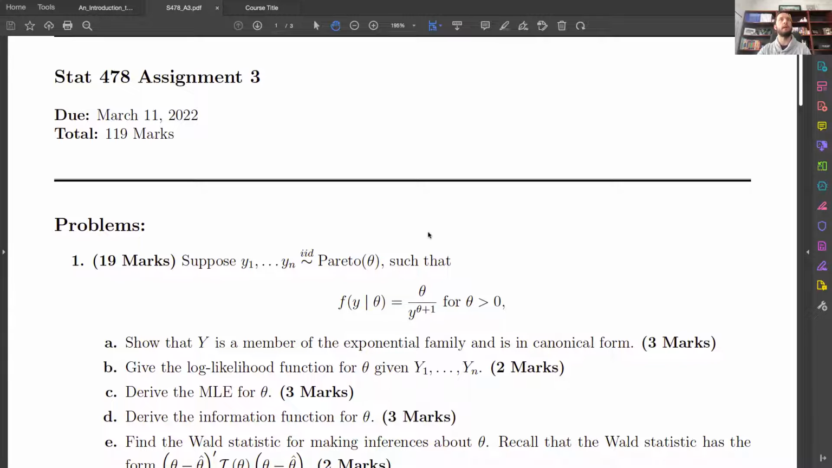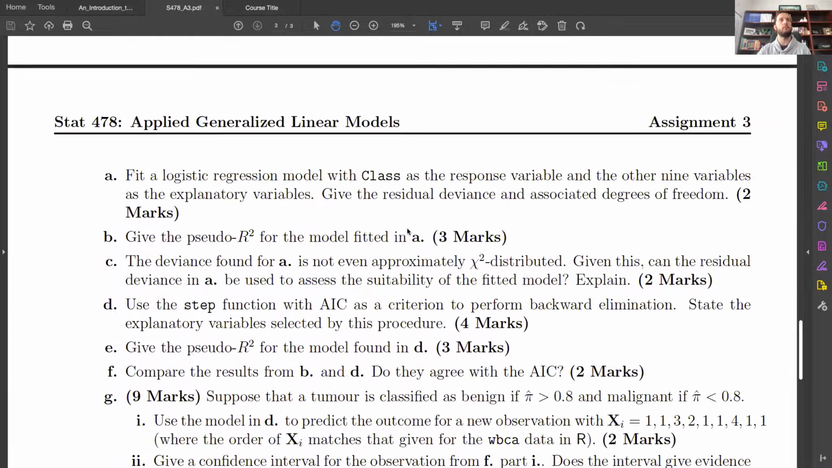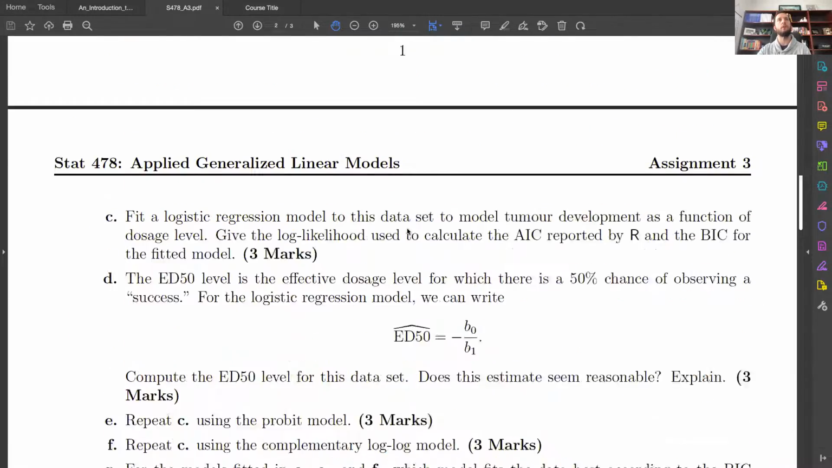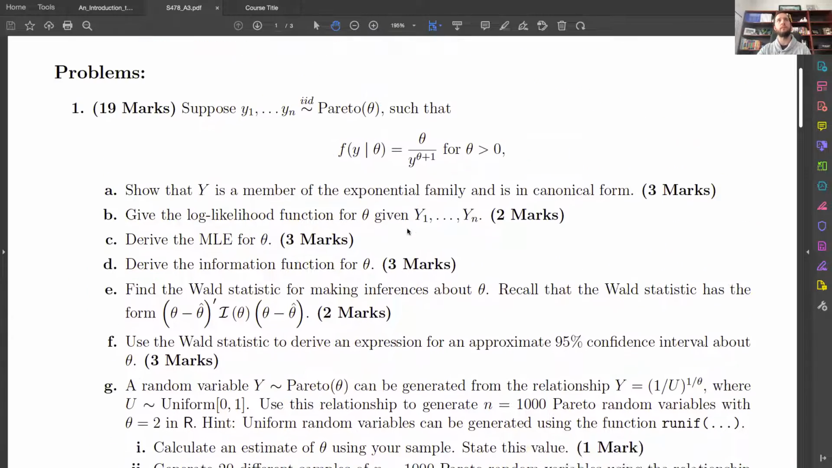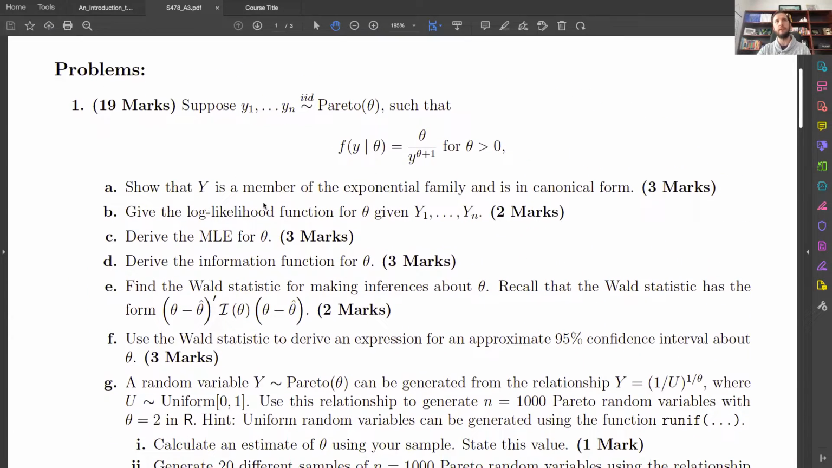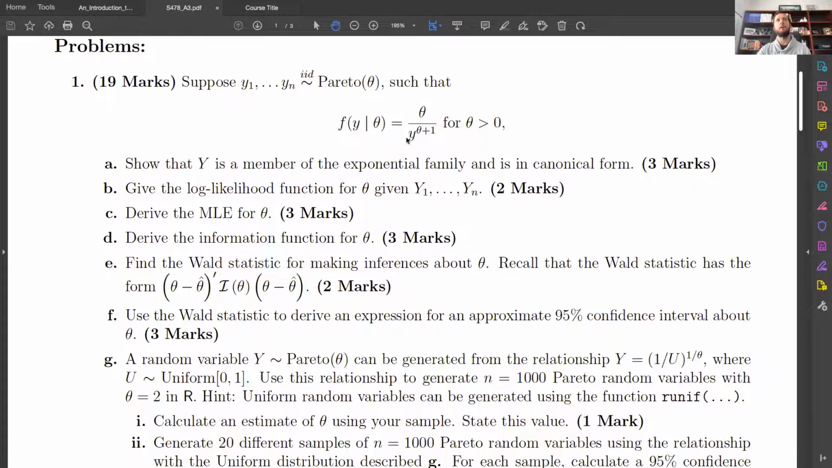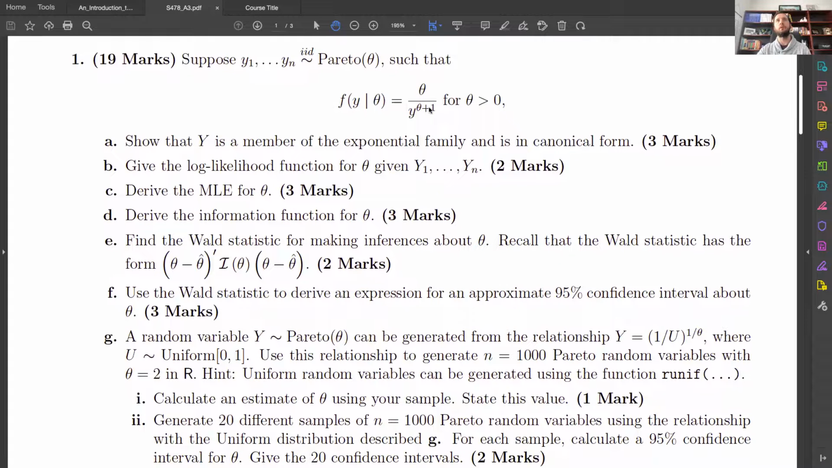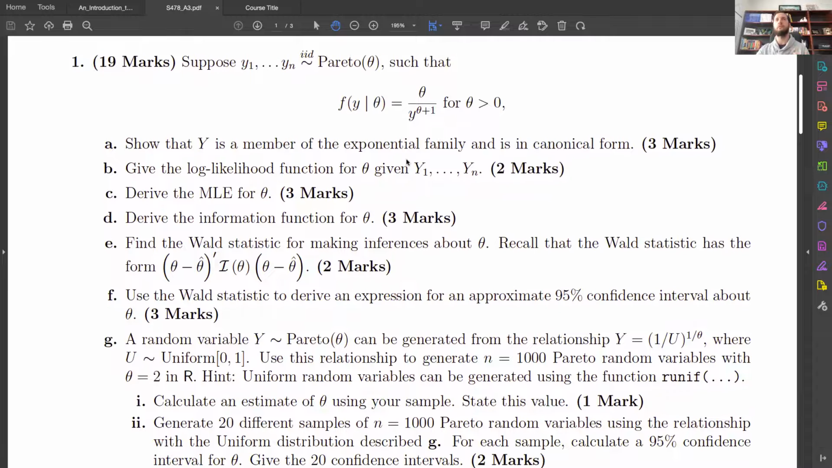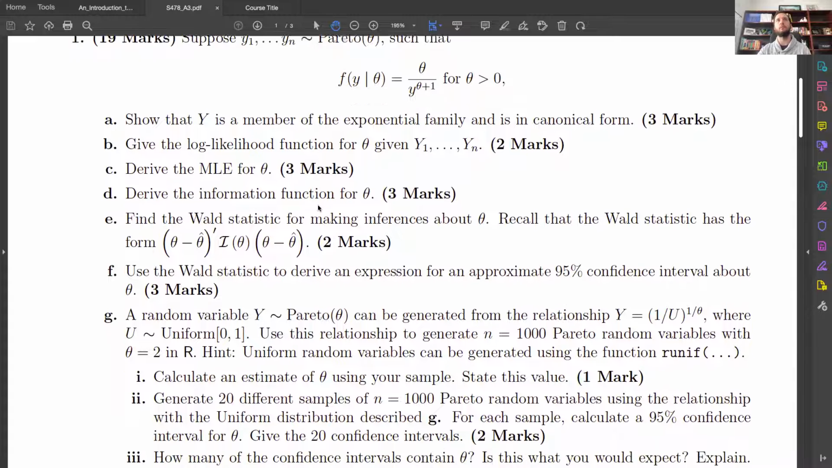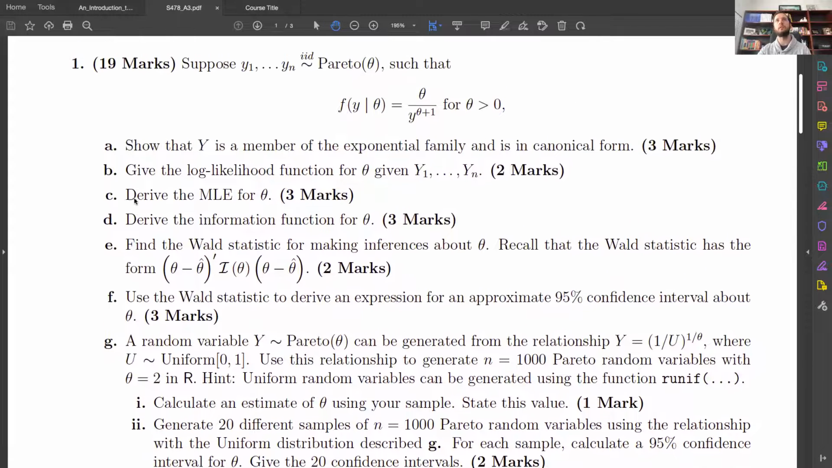And it is, let's see, 5 total questions. So the questions range from inference about a GLM. So in the first problem, we have a Pareto distribution. This should be a fairly familiar question in terms of what we've done in the class so far. So you have to show that this thing is exponential, write it in canonical form, give the log likelihood function, derive the MLE, derive the information function.